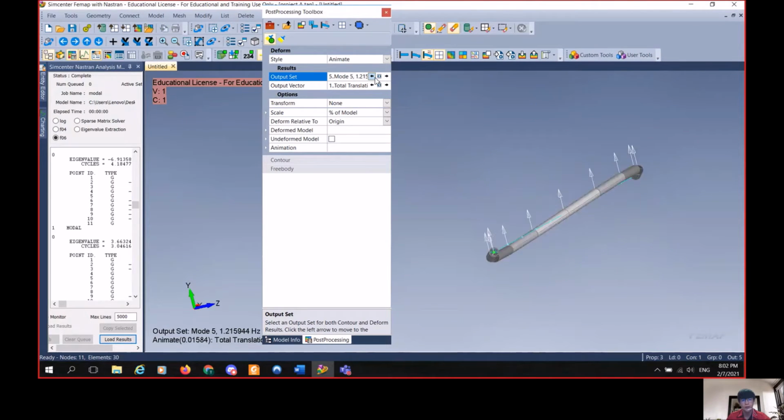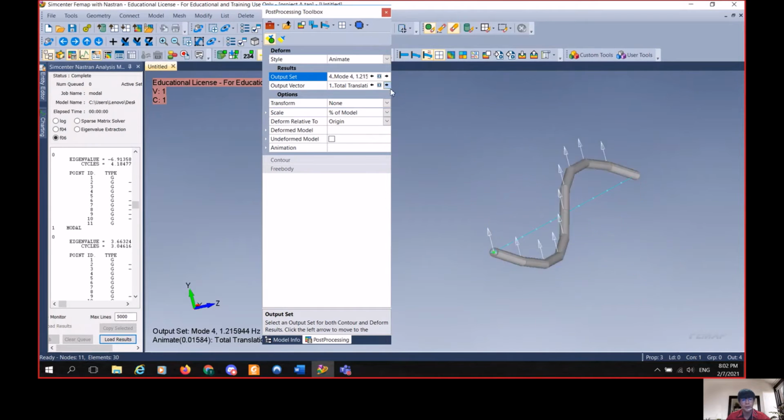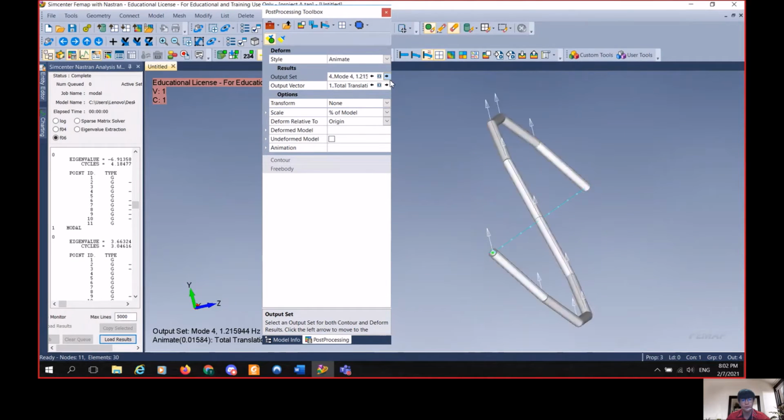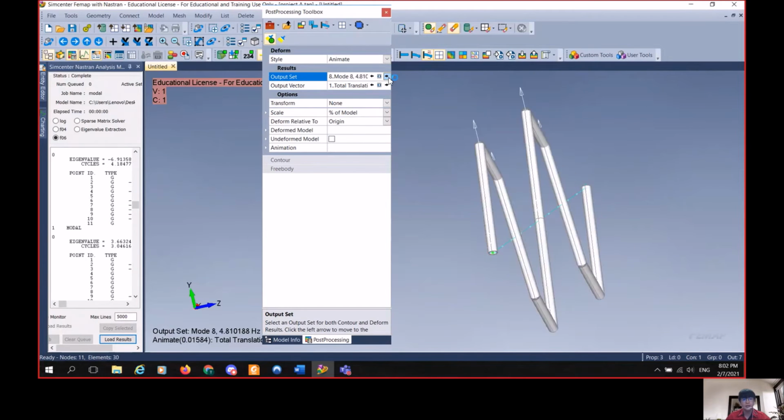And for mode 4 and mode 5, both of them have the same frequency, which is 1.215 hertz, but they move in different axes. For example, mode 4 is moving in the y-axis, as we can see from this direction, while mode 5 is moving in the z-axis. Similarly, mode 6 and mode 7 have the same frequency of 2.724 hertz, but move around different axes. Mode 6 is moving around the z-axis, but mode 7 is moving around the y-axis.